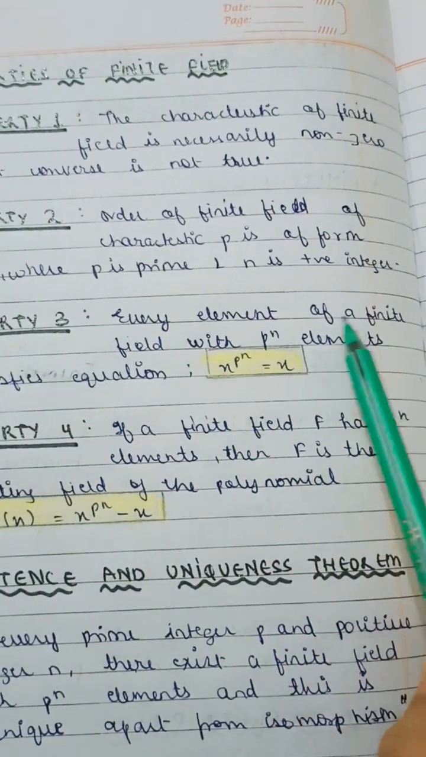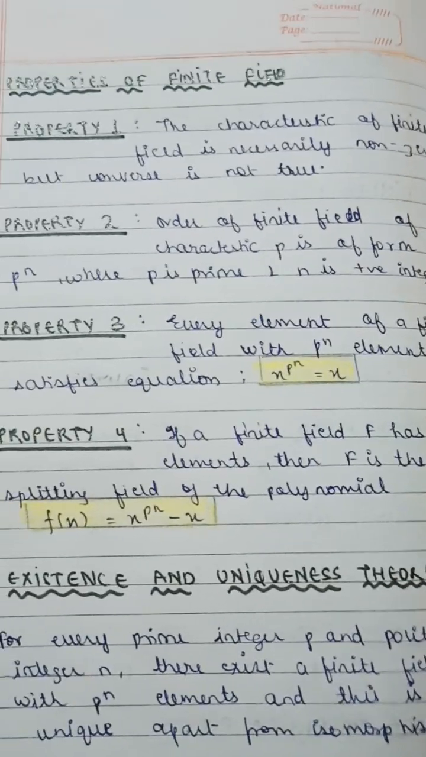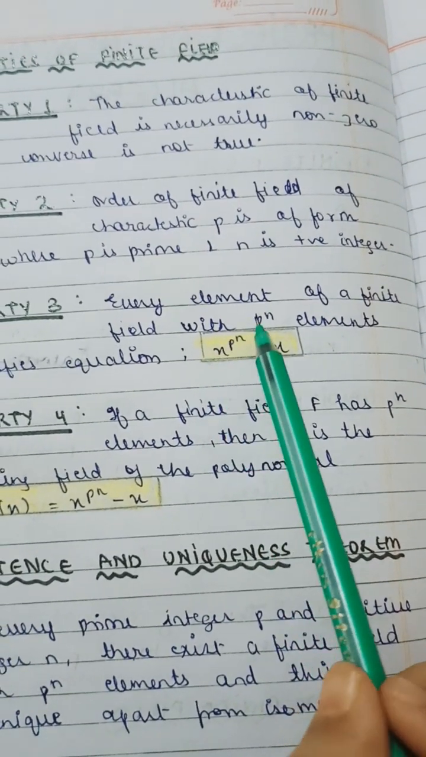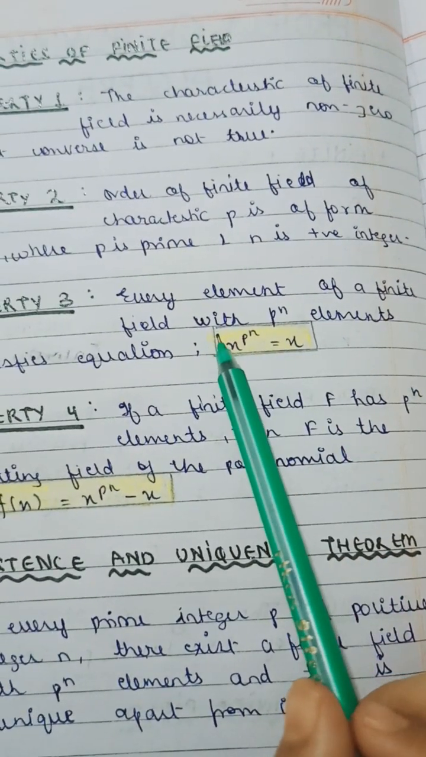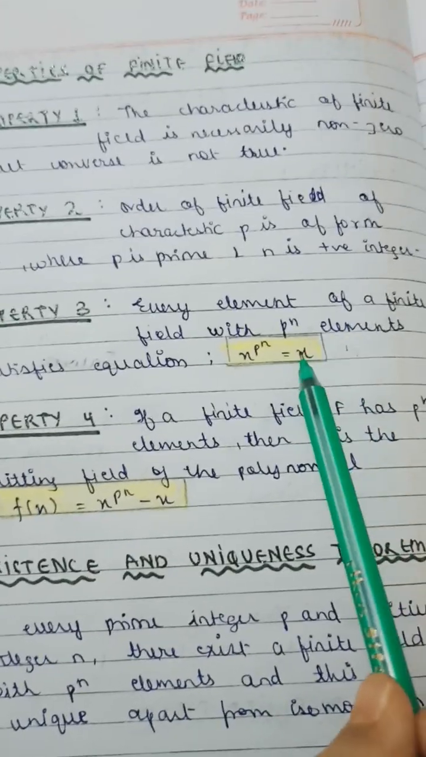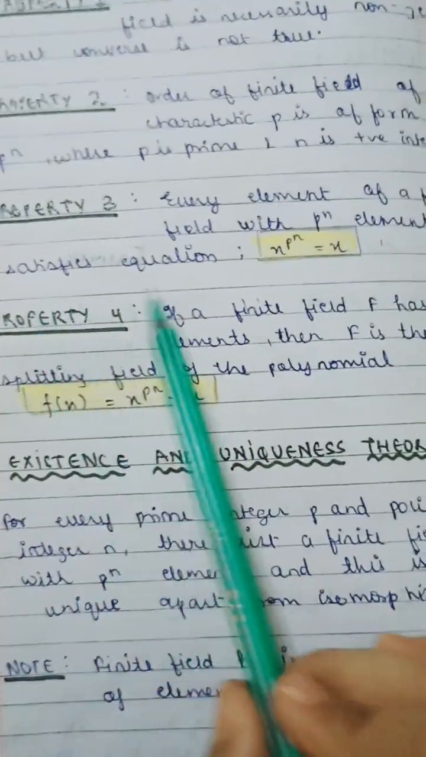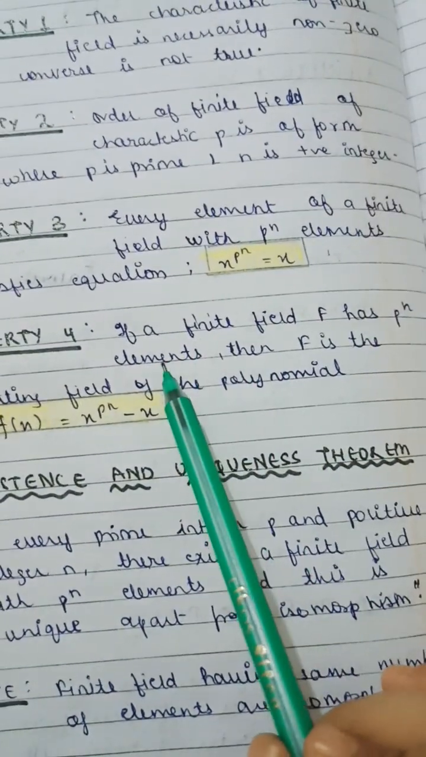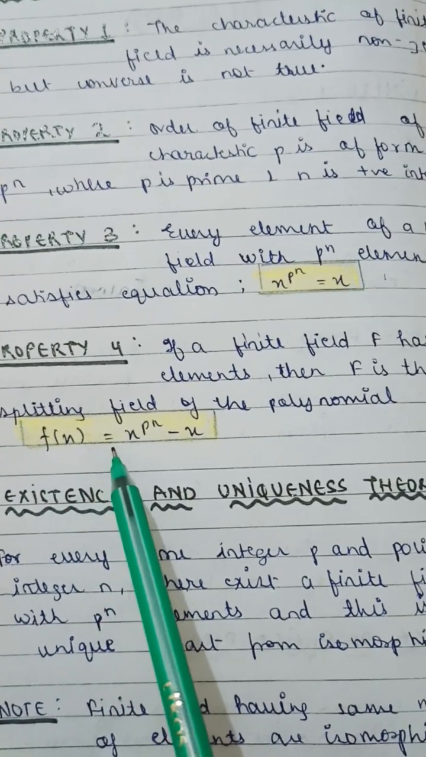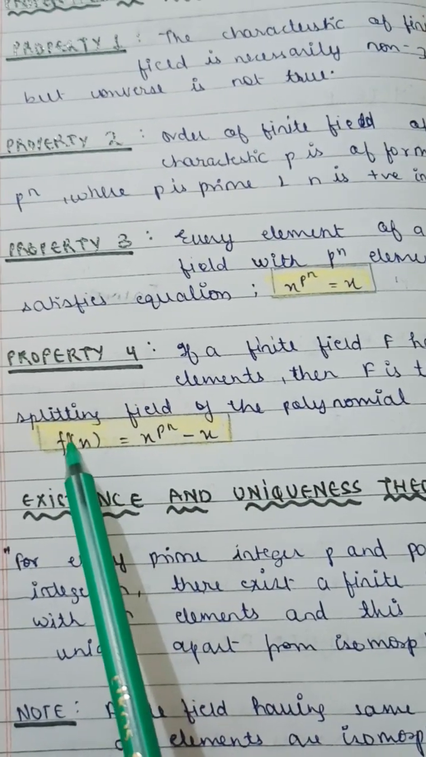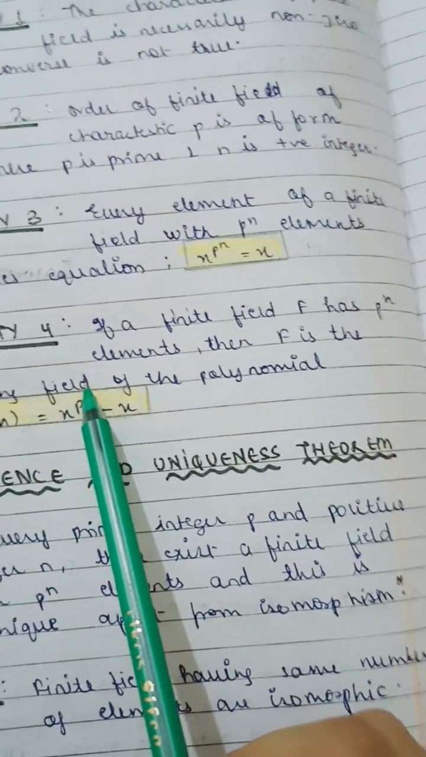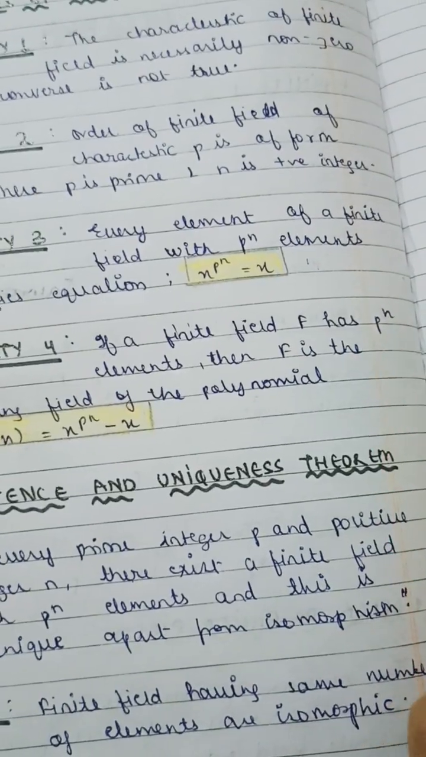Property 3 is that every element of a finite field with p to the power n elements satisfies the equation x to the power p^n equals x. So if a field satisfies this equation, then it will be a finite field with p to the power n elements. Property 4 is that if a finite field F has p to the power n elements, then F is the splitting field of the polynomial f(x) equals x to the power p^n minus x. So if we find the splitting field of this polynomial f(x), it will also be a finite field which has p to the power n elements.